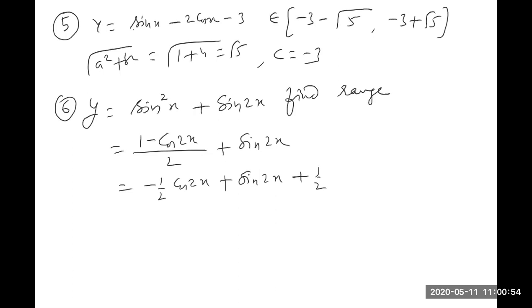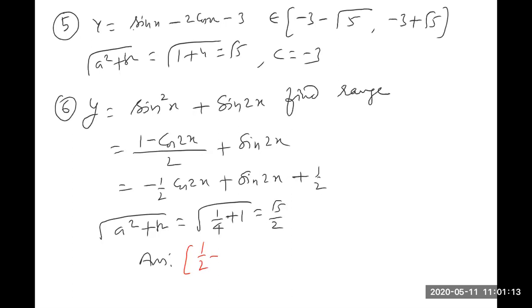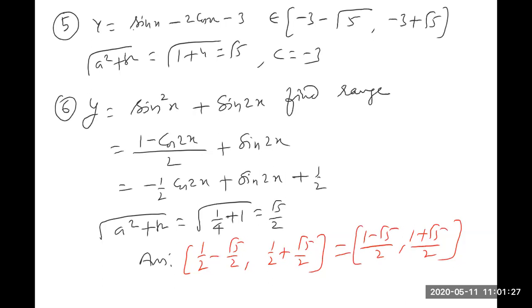So it is of the form a sin x plus b cos x plus c. Under root of a square plus b square is how much? Under root of 1 upon 4 plus 1, which is under root 5 upon 2. So its answer will be c minus that to c plus that. c is how much? Half. So half minus under root 5 upon 2 to half plus under root 5 upon 2. Or you can write this as (1 minus under root 5) upon 2 to (1 plus under root 5) upon 2. This will be the answer of this.